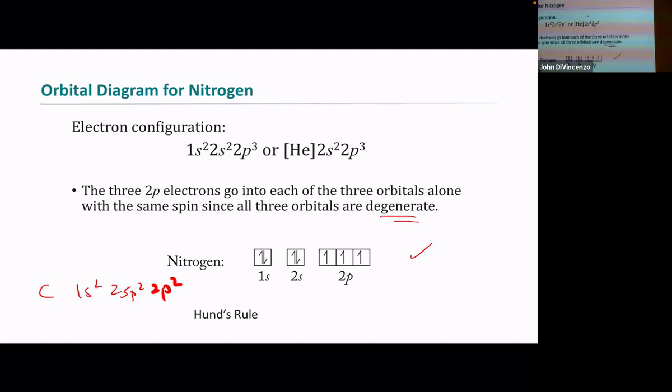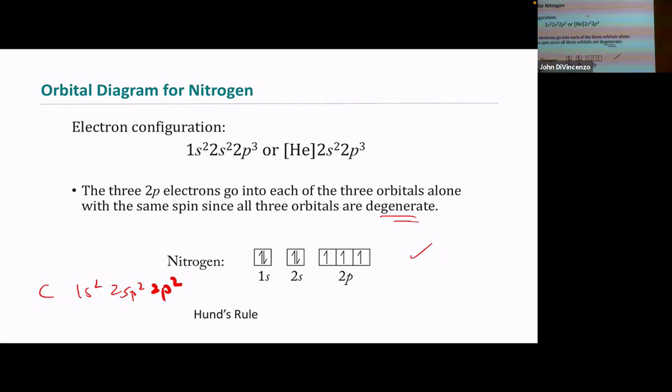Questions? So when you get to the p, is it always going to be 2p? No, if we're in the third energy level, it'll be 3p. So that first number is the quantum number. If we're in the third energy level, if we're looking at phosphorus instead of nitrogen, and we're looking at the valence electrons of phosphorus, good question. Phosphorus valence electrons would be exactly the same as nitrogen.